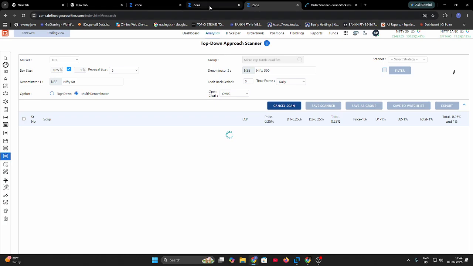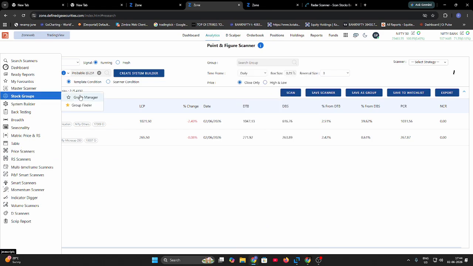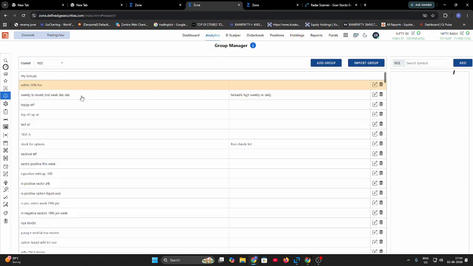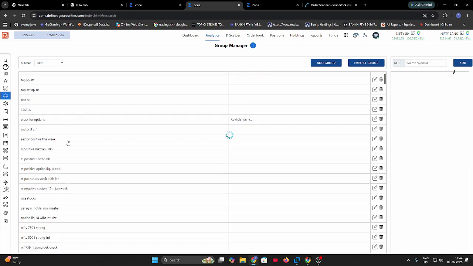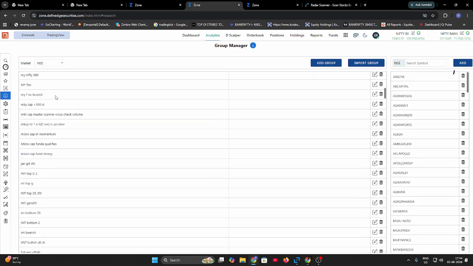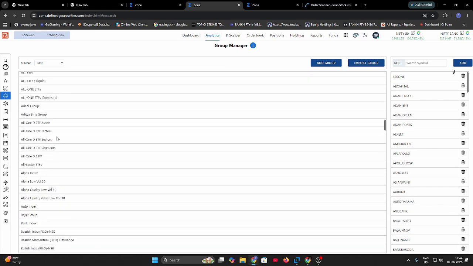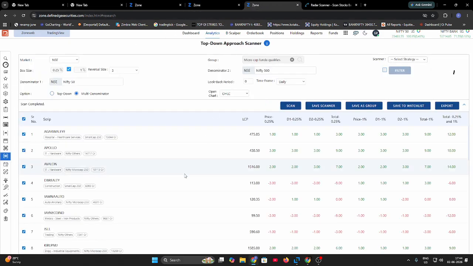What we have to see is that if you go to these stock groups, whatever groups we create and save, they come here. If we scan something and save the group, its name will appear here. We also have inbuilt groups, so when I do the ETF next week, we can go to the inbuilt groups and start scanning them. This micro cap funda qualifies is the group I have created, and we have run the scan.